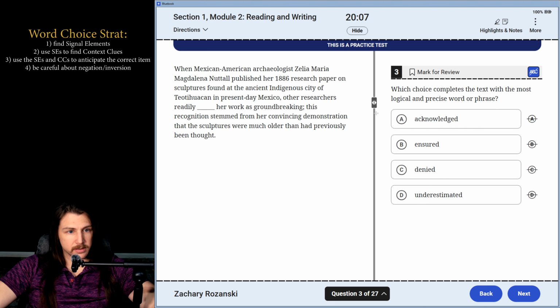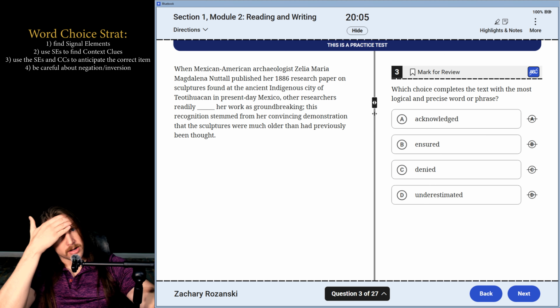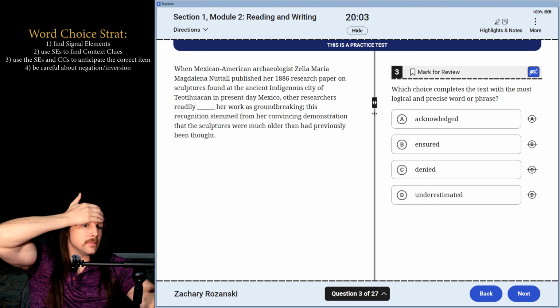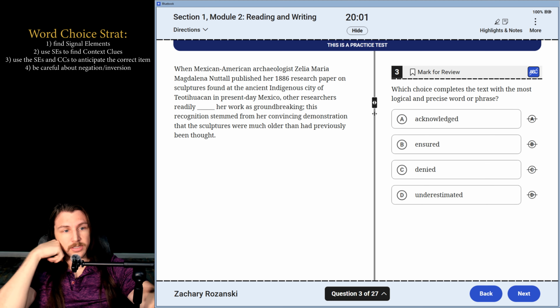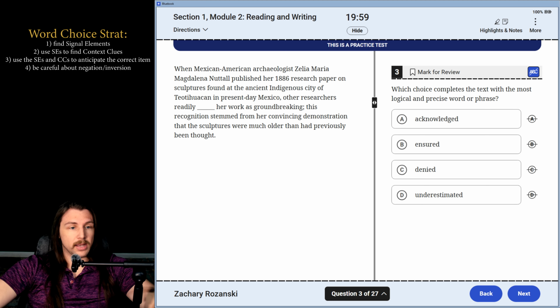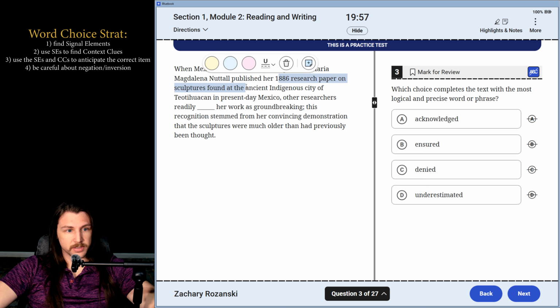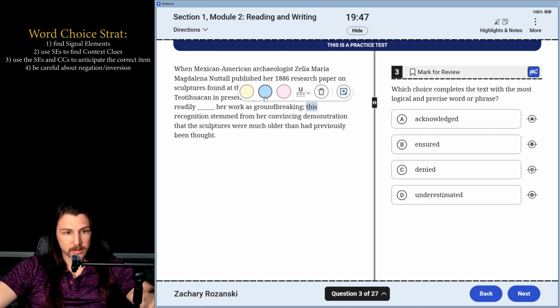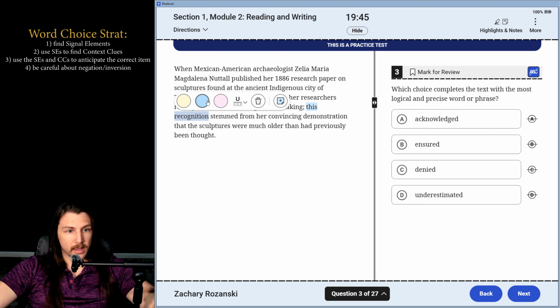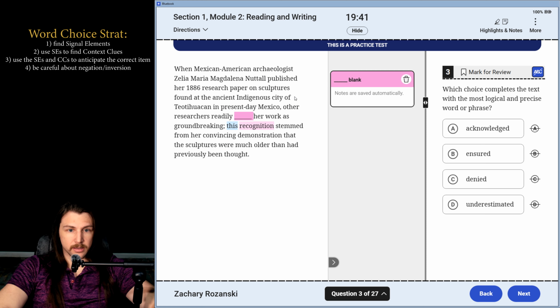3. Look to the left side. When Mexican-American archaeologist, this person, published her 1886 research paper on sculptures, found here, other researchers readily something. Her work is groundbreaking. This recognition, here's my signal element right here, they championed her work as groundbreaking. They championed. My anticipatory word is going to be championed.